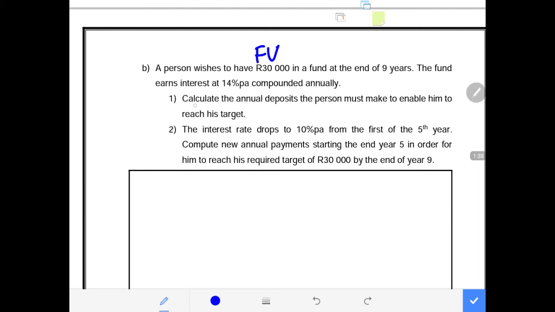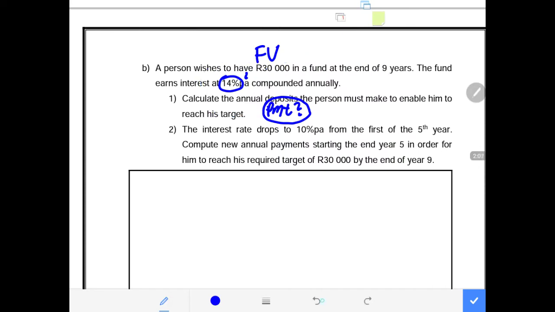We do have our interest sorted. We do have our future value. This is our I. It says calculate the annual deposits, meaning the annual payments, which is our PMT. PMT is what we are looking for. How much must he pay every year in order for him to have 30,000 at the end of 9 years?